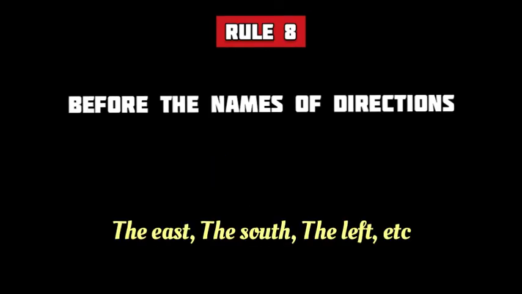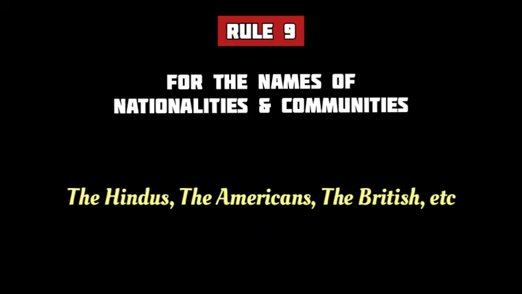The definite article "the" is also used before the names of directions. For example, the east, the south, the left, the north, etc. "The sun rises in the east and sets in the west." "The" also comes before the names of nationalities and communities like the Hindus, the Americans, the British and so on.